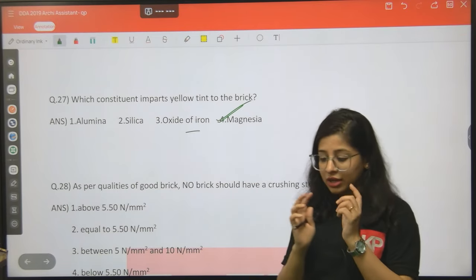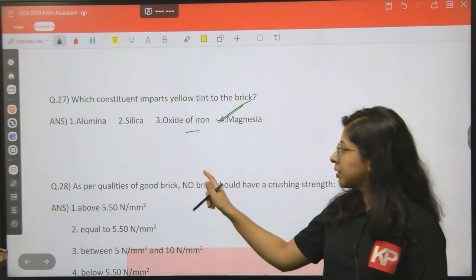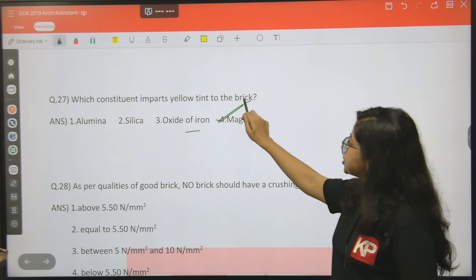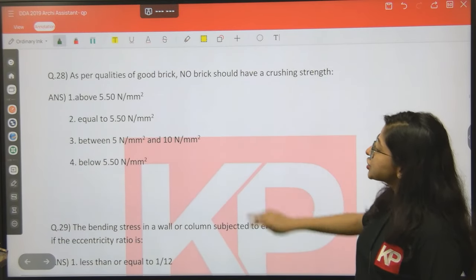Iron oxide gives the reddish crimson color that you have, the beautiful crimson reddish color. Okay, so which constituent imparts yellow tint to the brick? It's magnesia. Next question 28.